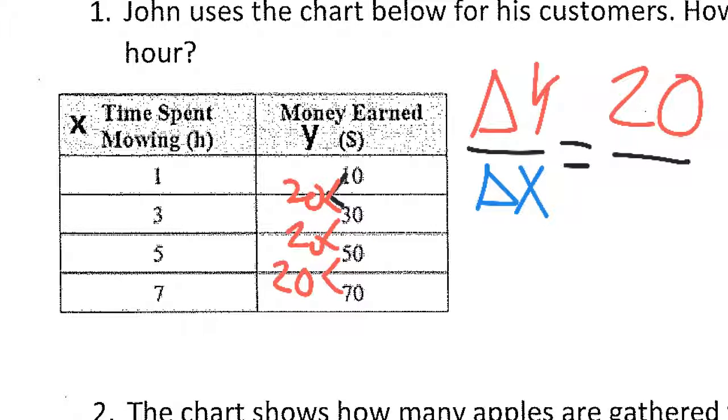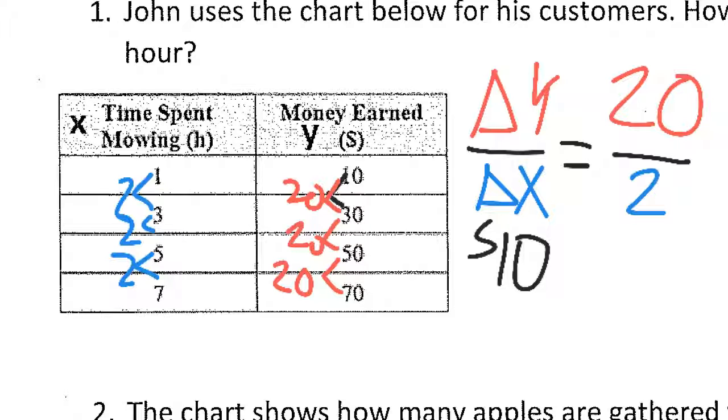So now my change of x, so I'm going to look over here on the other side. These are changing by 2 each time. So my change of x is 2. So we change $20 goes by every 2 hours. Well, 20 divided by 2 is just 10. So our cost per hour is going to be $10 per hour.